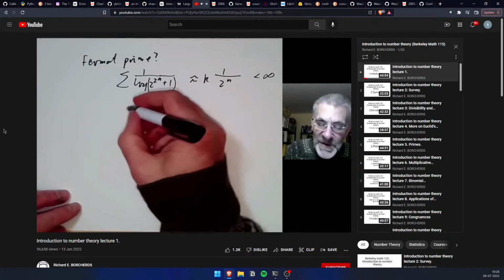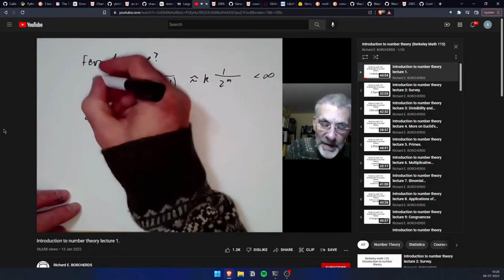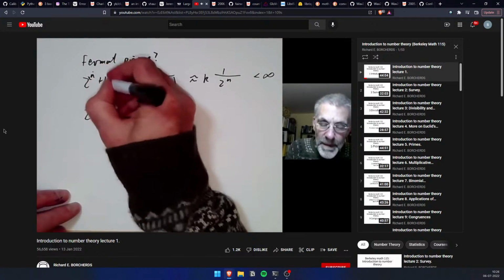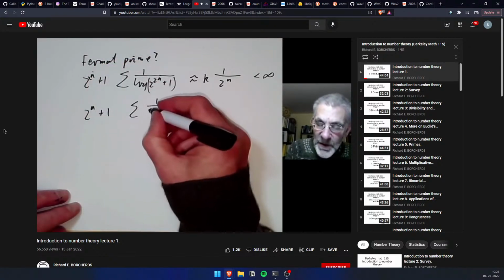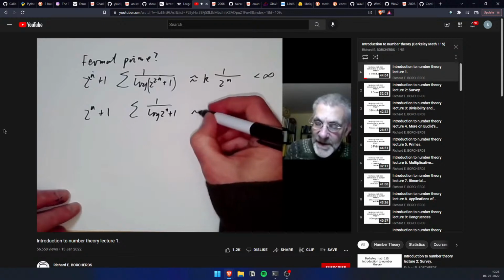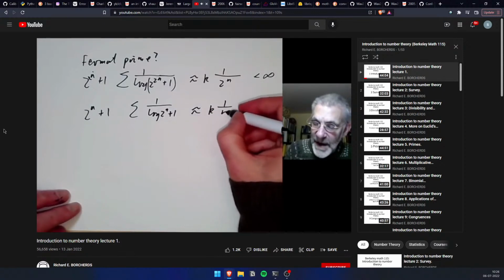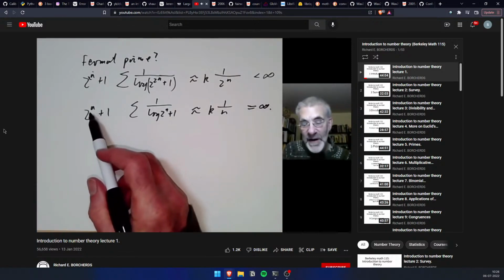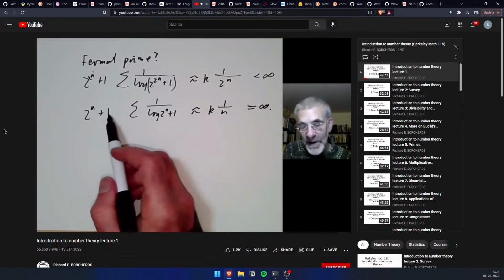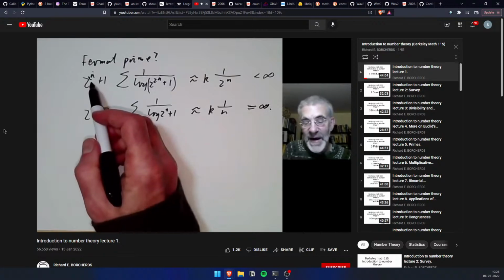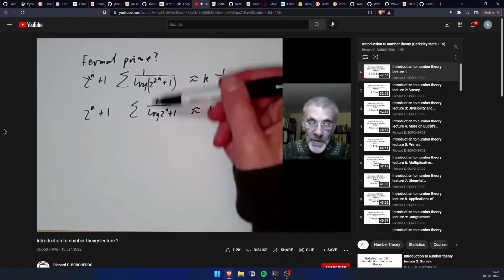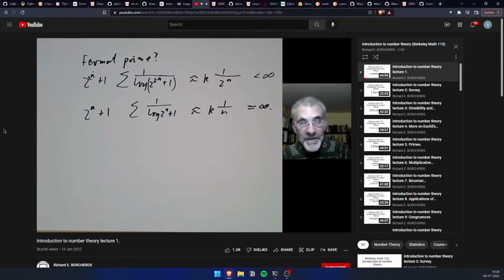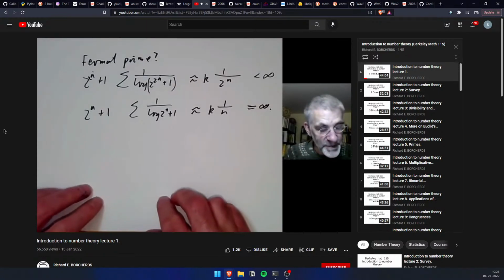You could ask, how many primes are there of the form 2 to the n plus 1? Well, here we would take the sum over n of 1 over log of 2 to the n plus 1, and this is going to be about k times 1 over n, and this is going to be infinite. So this argument suggests there should be an infinite number of primes of the form 2 to the n plus 1, all of which have to be Fermat primes. So we've got two probabilistic arguments, one of which says there should be an infinite number of Fermat primes, and one of which says there should be a finite number, and which is correct? I have no idea, and nobody else really has any idea either.